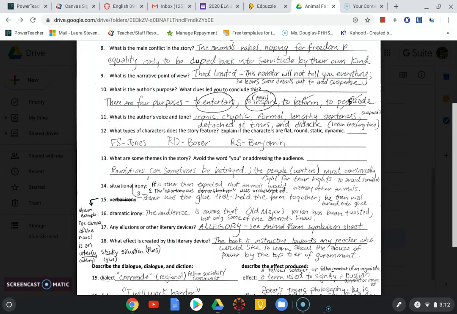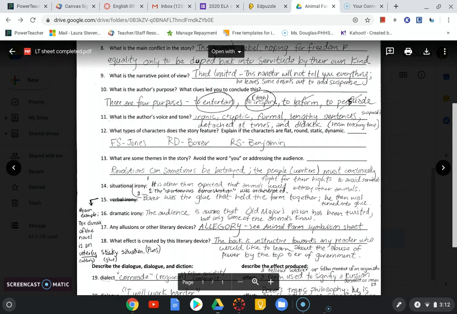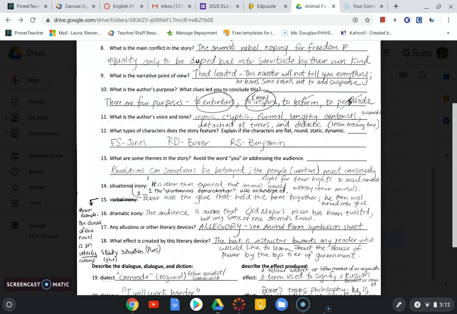Well, why are some animals killing other animals? Another example in the book, there was some sort of spontaneous demonstration, and it was like to honor Napoleon. But the thing is, it wasn't spontaneous at all. It was all arranged by the pigs and the dogs. Like, it was already planned out.